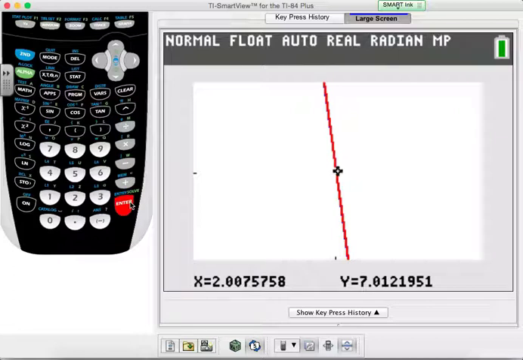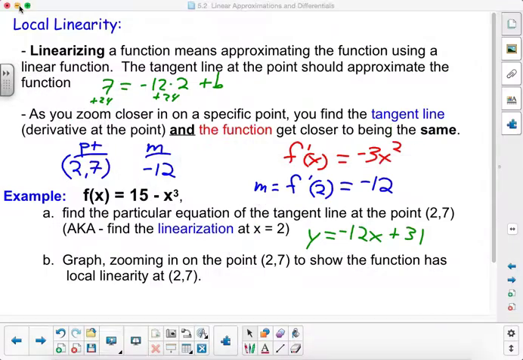Kind of makes sense? So later on, as we're studying for our final, if I see the word local linearity or linearization, all that really means is find an equation of the tangent line at a certain point. And we'll do that in a second here. I'll come back to that.